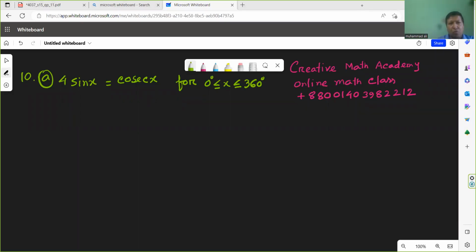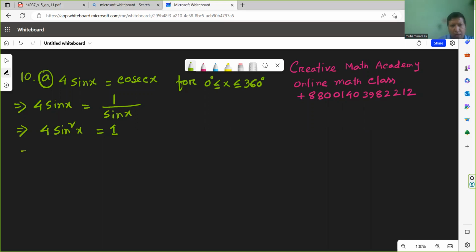4 sin x equals cosec x, x greater than or equal to 0 degrees, less than or equal to 360 degrees. So at first we will write 4 sin x equals, we know the formula, cosec x equals 1 by sin x. After that, we will do cross multiplication. So it will be 4 sin square x equals 1. Now, sin square x equals 1 by 4.